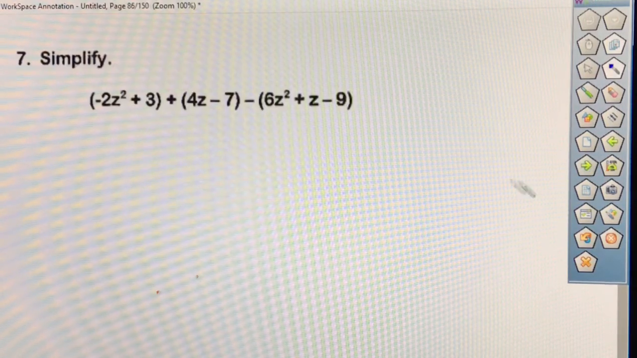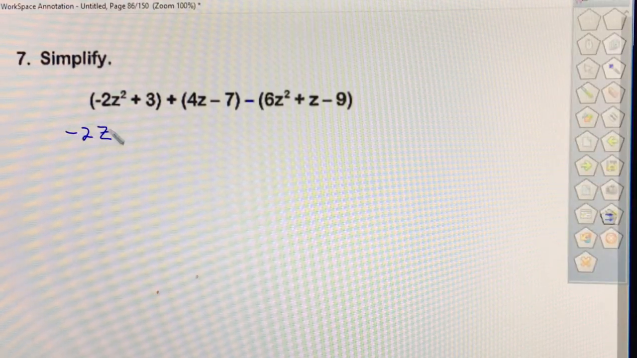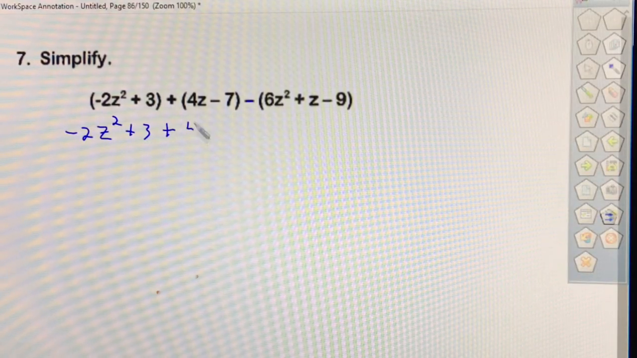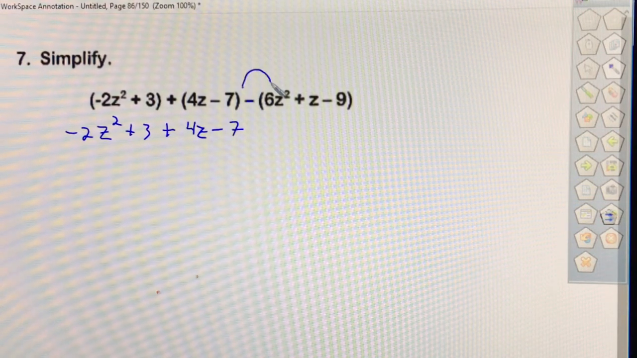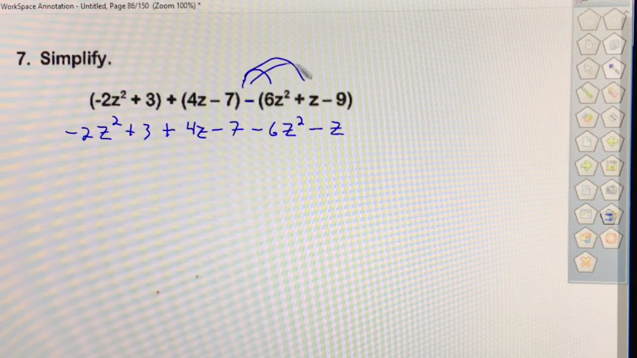Simplify. The only real pitfall is this negative in front of the parenthesis. This here I can just rewrite down. Negative 2z squared plus 3 plus 4z. I don't have to distribute anything. Minus 7. I think those parentheses are there for a distractor. Here they need the parenthesis in order to distribute the negative. Negative 6z squared minus z plus 9.